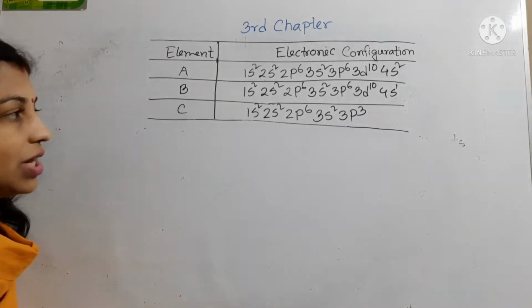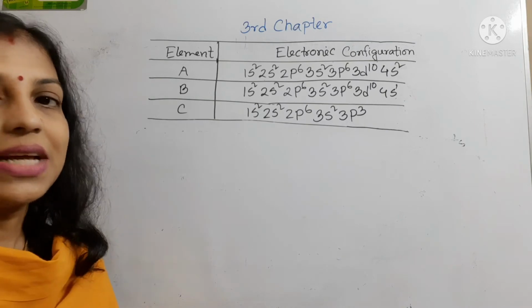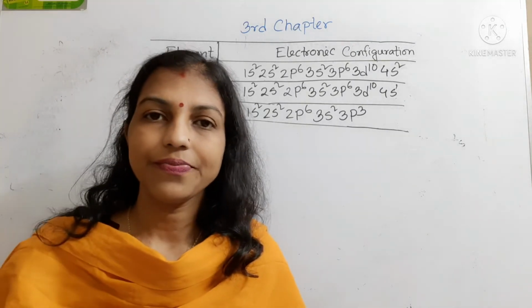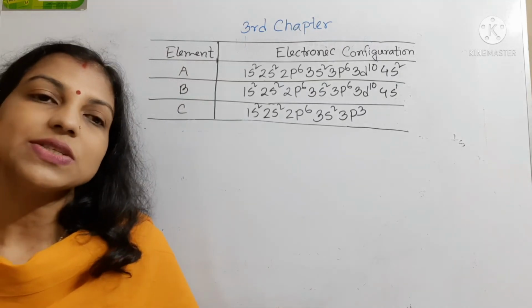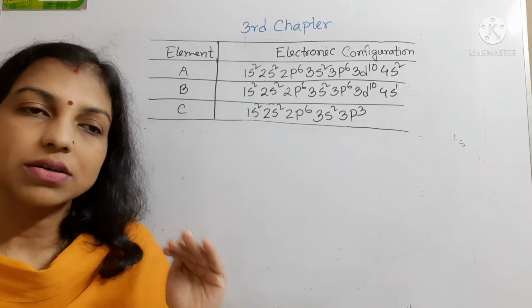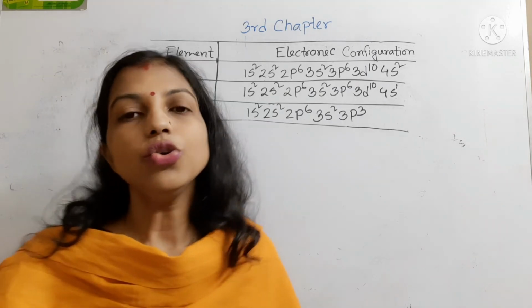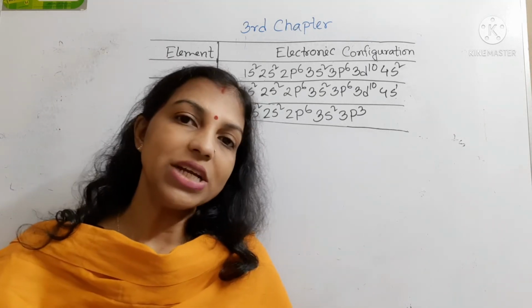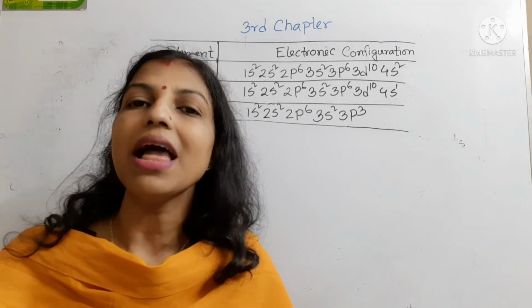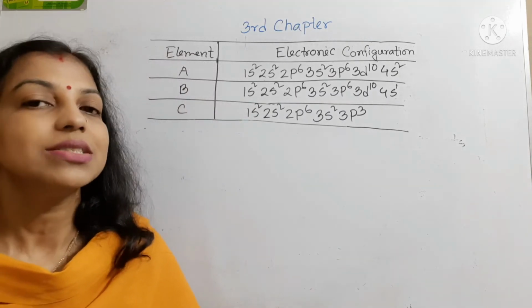So students, our last question, the third question, is: between A and B, which one forms colorful compound and why? Before going through this question, first of all, I will discuss some concepts with you. First of all, the d block elements which have partially filled or half filled d orbitals in their stable ionic state are known as transition elements.